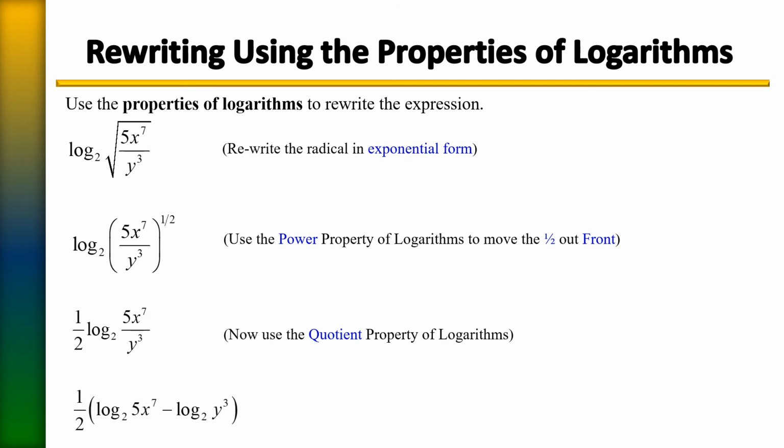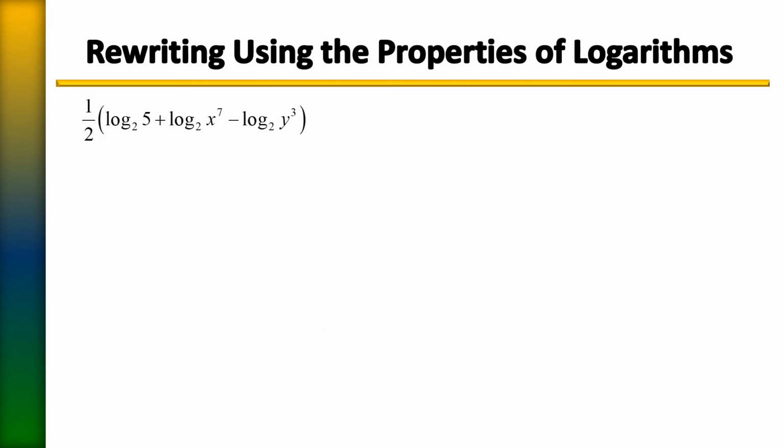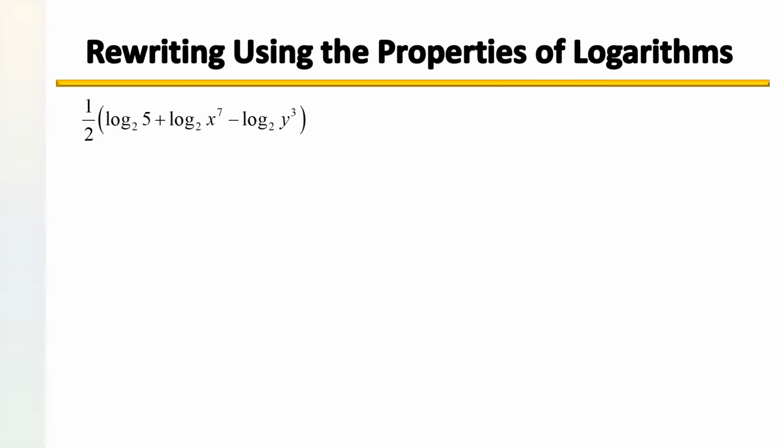Okay, next we can focus our attention on the first log here. You notice you have two terms, 5 times x to the 7th power. We can expand that using the product rule. We would have log base 2 of 5 plus log base 2 of x to the 7th power. So there you have it.